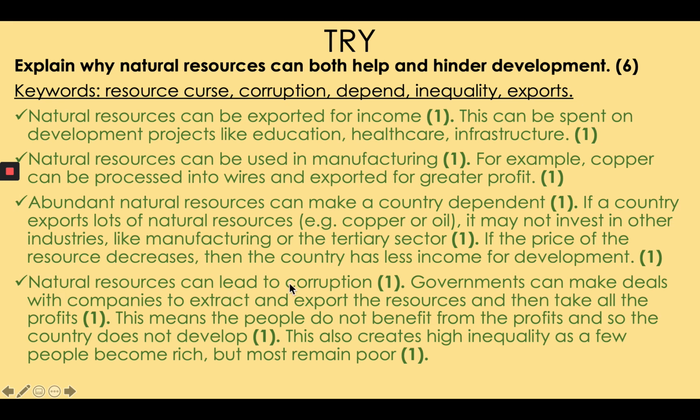Natural resources can also lead to corruption. Corruption means when people in power abuse their power for their own gains. For example, stealing money from natural resource exports. Governments can make deals with companies to extract and export the resources and then take all the profits. This means the people do not benefit from the profits and so the country does not develop. This also creates high inequality as a few people become rich but most remain poor.